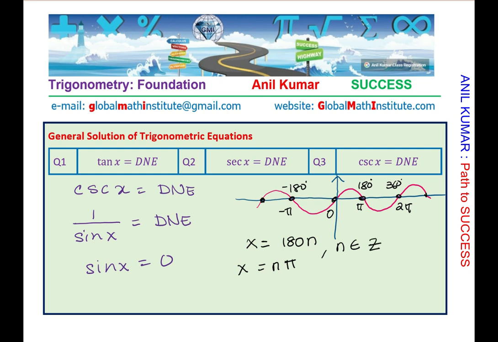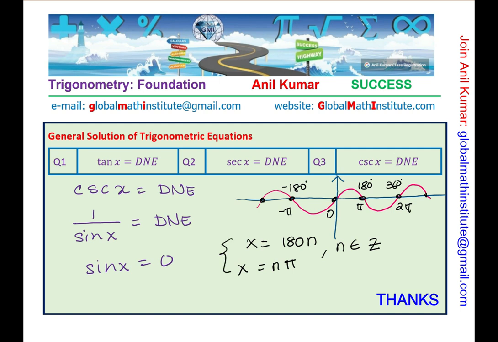Make sense? So that is where cosecant x does not exist. So we have our solution, either one of them depending on which units you want to use. I hope it makes sense.